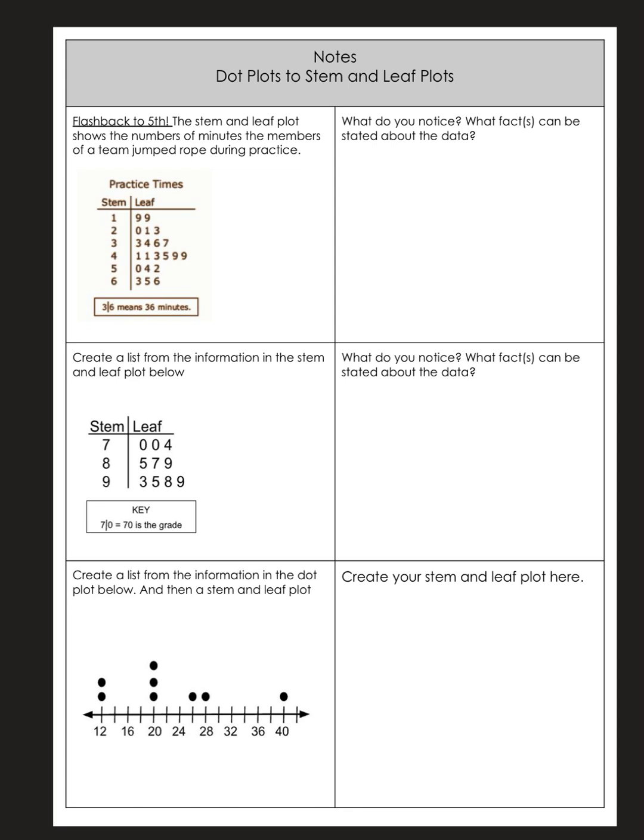Today we're going to combine our knowledge of dot plots with our knowledge of stem and leaf plots. You've seen stem and leaf plots in elementary school, so we're going to take a quick flashback to that by reading this question. It says the stem and leaf plot shows the numbers of minutes the members of a team jumped rope during practice. This goes hand in hand with this second box that says, what do you notice? What facts can be stated about the data?